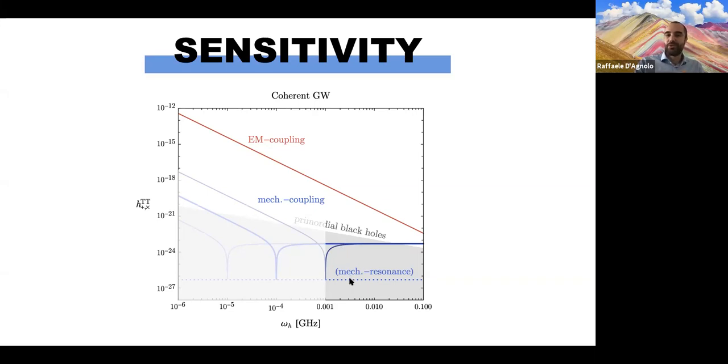So the final sensitivity is going to be in between these two lines. So for certain points, you're going to have resonances that go all the way to the dashed ones, and for other points, you're going to be on the solid one.